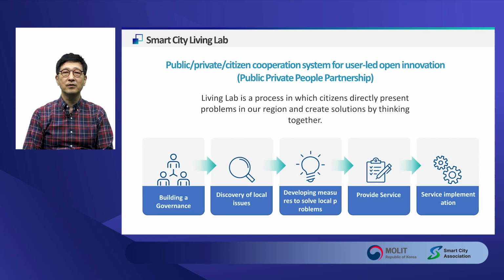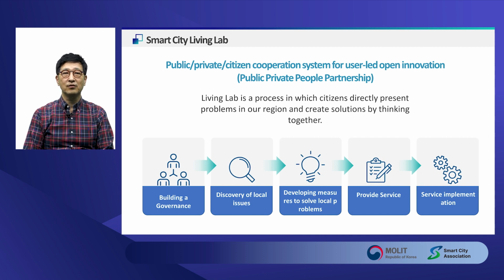Smart City Living Lab is the basis of a cooperative system in which it is most important to configure 4P governance. In other words, building a concept of governance that allows the public, regional administration, private, company or technician, and people, residents, to form a partnership is the most basic starting step for Smart City Living Lab. When governance is formed, it goes through the process of discovering local problems, preparing solutions, deriving solutions, services, and demonstrating, implementing them, centering on them.